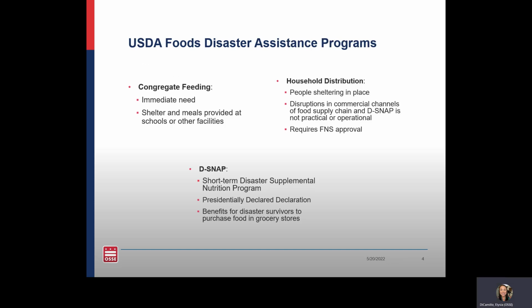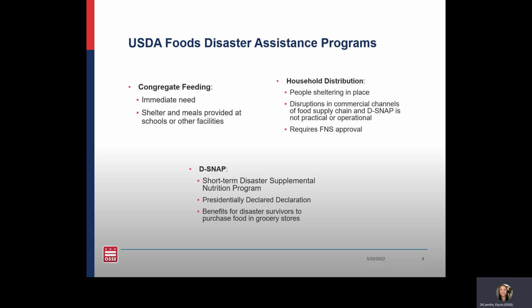During emergencies, the Federal Emergency Management Agency Emergency Support Function 6 Mass Care Coordinator connects with their United States Department of Agriculture Food and Nutrition Service Regional Office. The Food and Nutrition Service provides disaster assistance in three ways: congregate feeding, household distribution, or DSNAP.